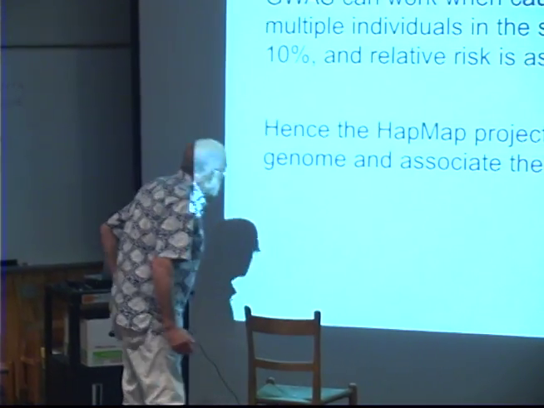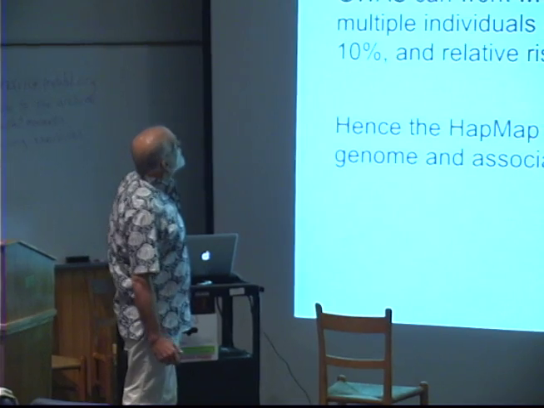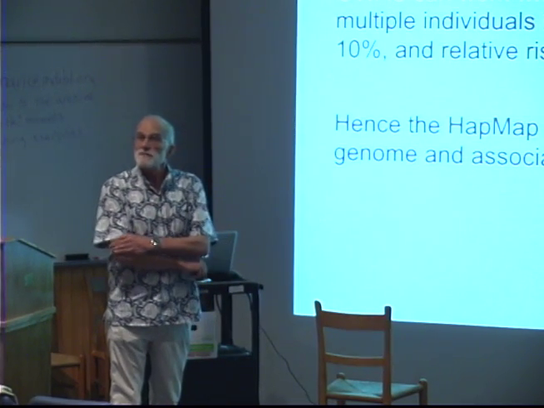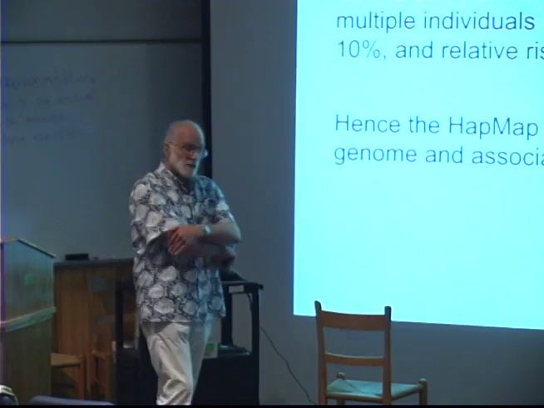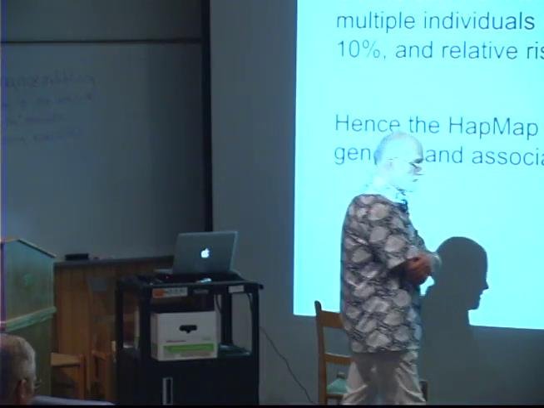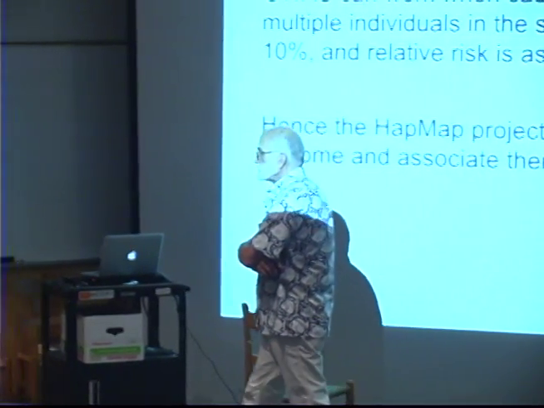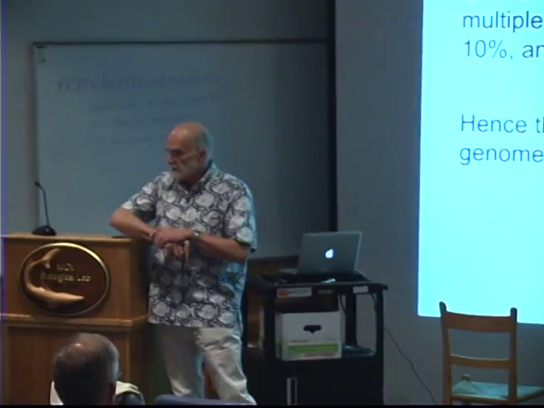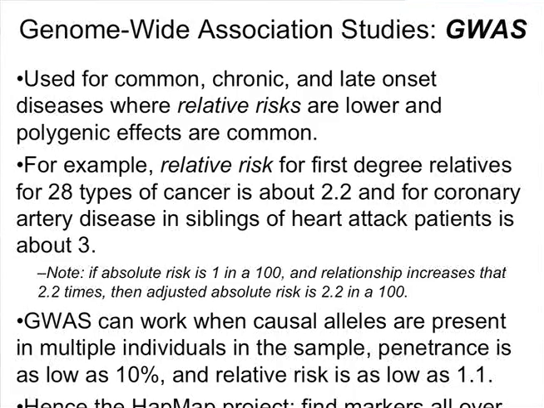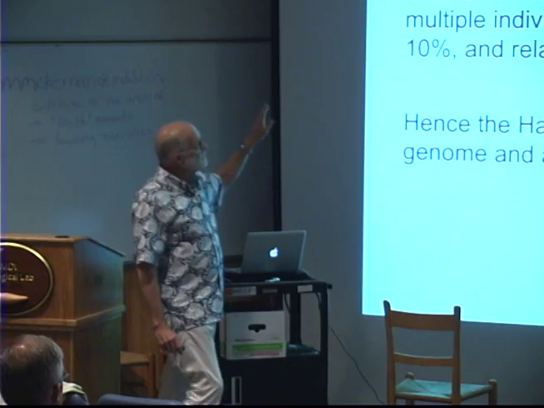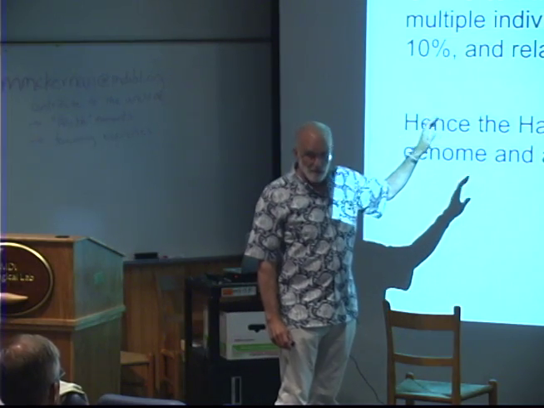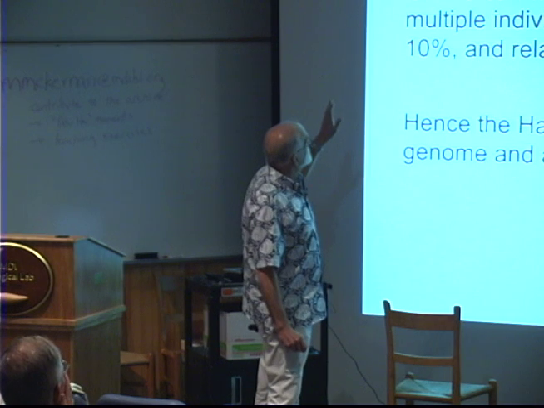Now let's take a look at genome-wide association studies. These are a product of the sequencing of the human genome. And the sequencing of the human genome, which cost a tremendous amount of money, hundreds of millions of dollars, maybe billions at the time, was largely based on the potential health payoff. And the idea was you could use SNPs and sequence information to look for common chronic late onset diseases where you have low relative risk, where you've got a number of genes, polygenes, that are affecting the disease risk.